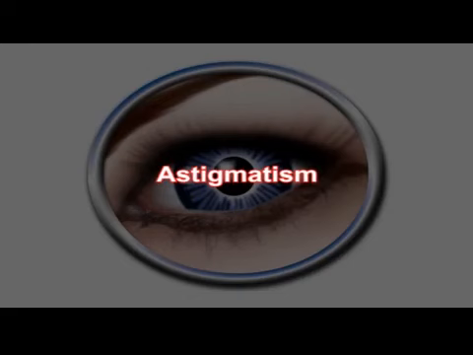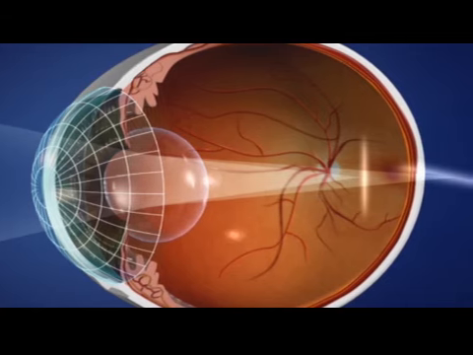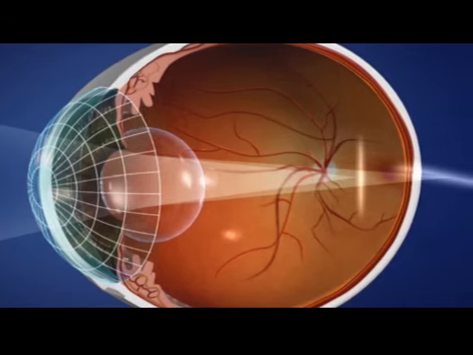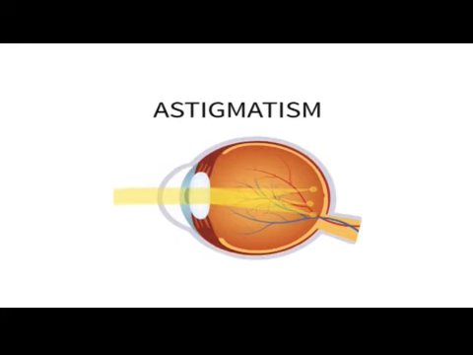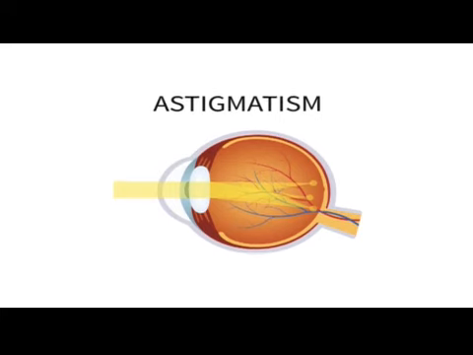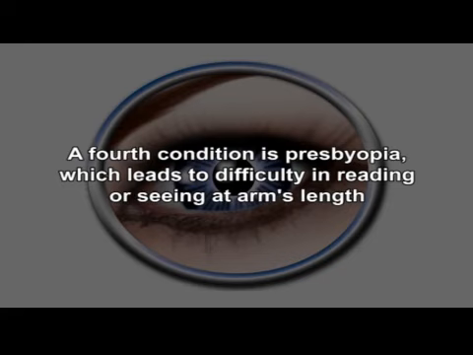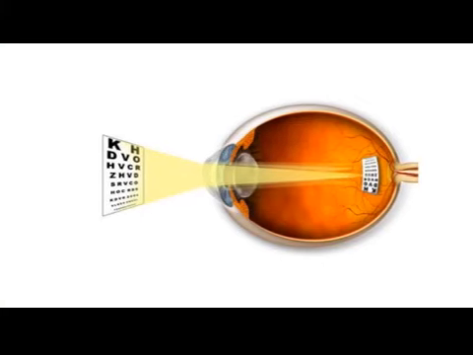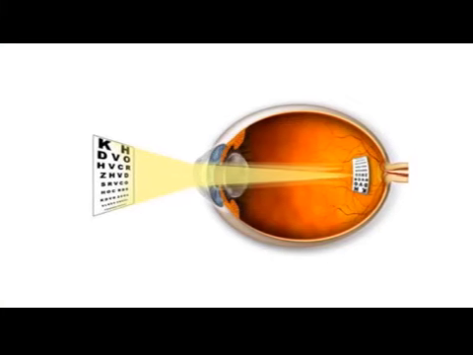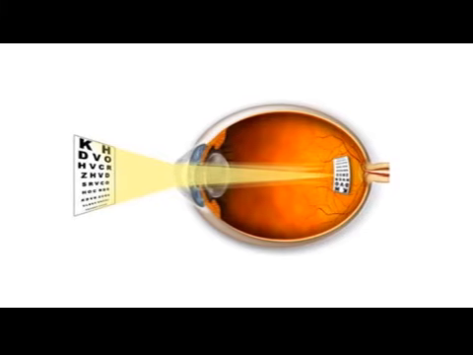When this is not possible, near vision will become blurry. 3. Astigmatism, distorted vision resulting from an irregularly curved cornea, the clear covering of the eyeball. Astigmatism is the result of the irregular curvature of the cornea or of a more oval shaped eyeball. A fourth condition is presbyopia, which leads to difficulty in reading or seeing at arm's length. It differs from the other disorders in that it is linked to aging and occurs almost universally.